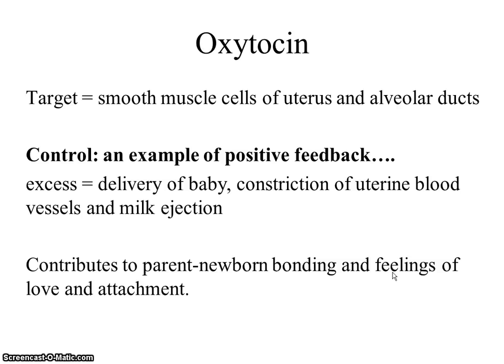All right? So smooth muscle, cells of uterus, alveolar glands, again, female reproductive tract. This is our only example of positive feedback. It allows for the contractions at delivery to become closer together and more intense. That's part of the positive feedback.